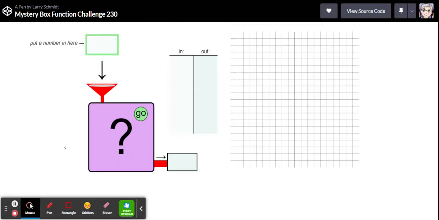Hello everybody and welcome to another Mystery Box Function Challenge. In the purple mystery box there is some math and your challenge is to figure out what it is. You can try this out by using the link in the description, and when you think you've got an idea, come on back and see if we get the same thing.